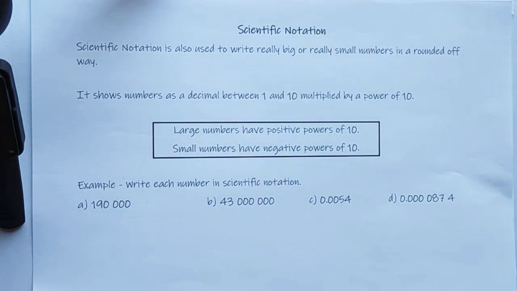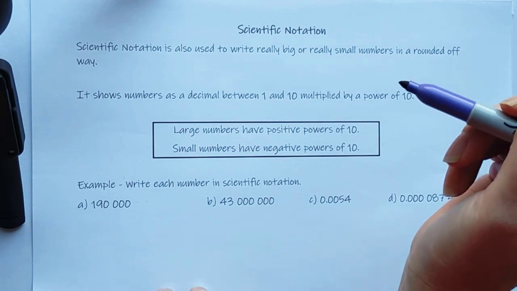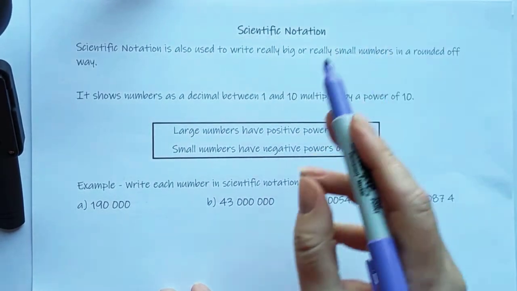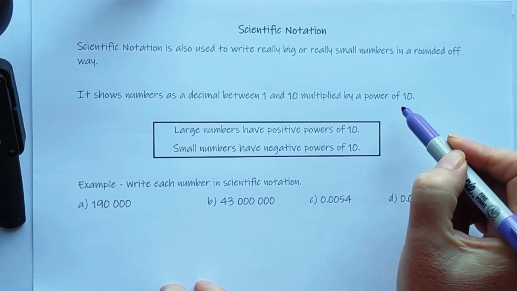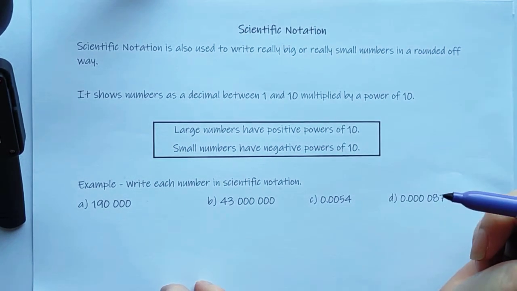Hi, today we're going to be looking at scientific notation. So we looked at significant figures in our last video, and that was a way to write really big numbers in a rounded off way, and scientific notation lets us do the same thing. This time it's going to show numbers as a decimal between 1 and 10, and they're going to be multiplied back by a power of 10. So that will make more sense when we have a look at the examples.